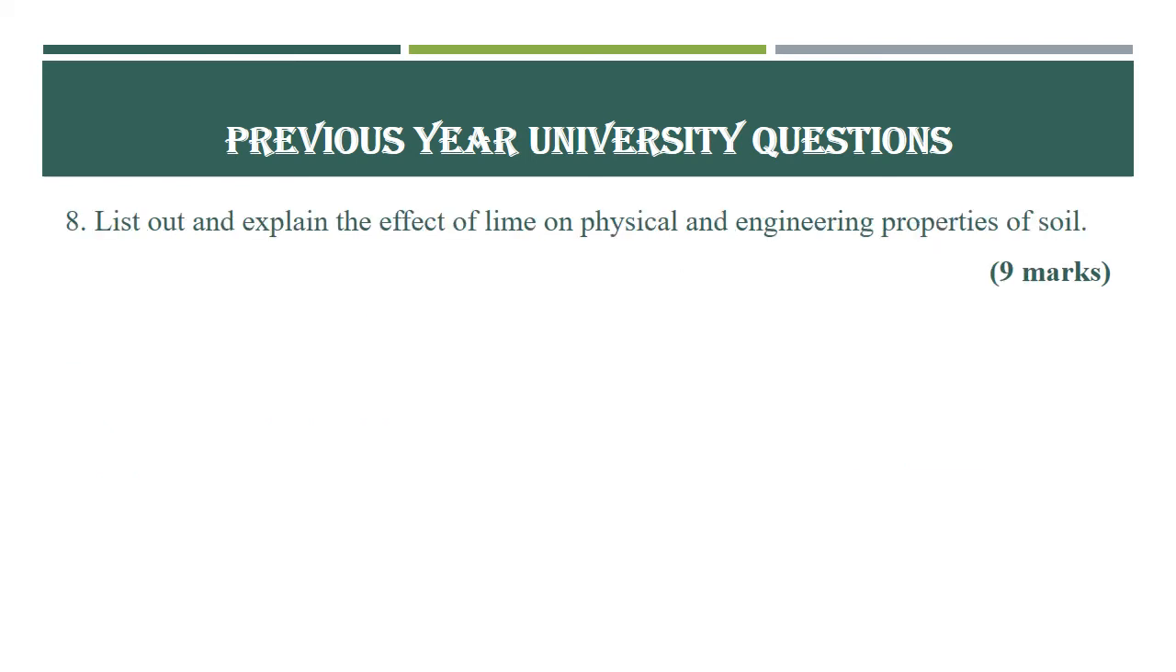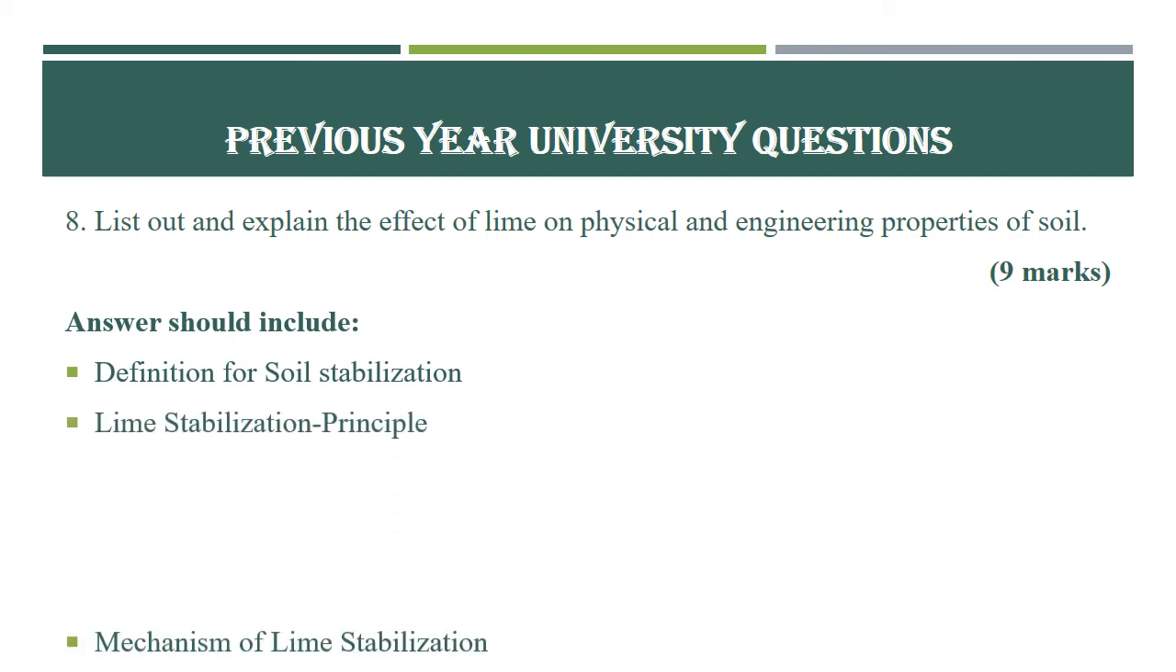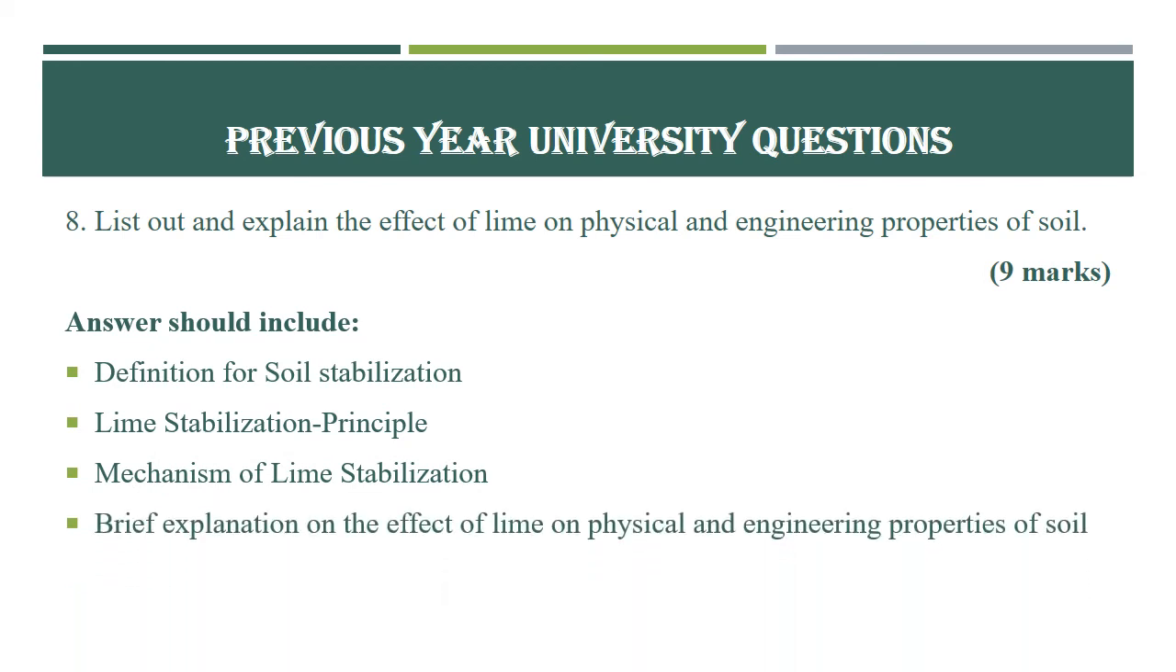The 8th question is list out and explain the effect of lime on physical and engineering properties of soil. The question is asked for 9 marks. Your answer should include the definition for soil stabilization, lime stabilization principle, mechanism of lime stabilization, a brief explanation on the effect of lime on physical and engineering properties of soil, and the advantages and disadvantages of lime stabilization. Since the question is asked for 9 marks, you should explain the answer thoroughly.